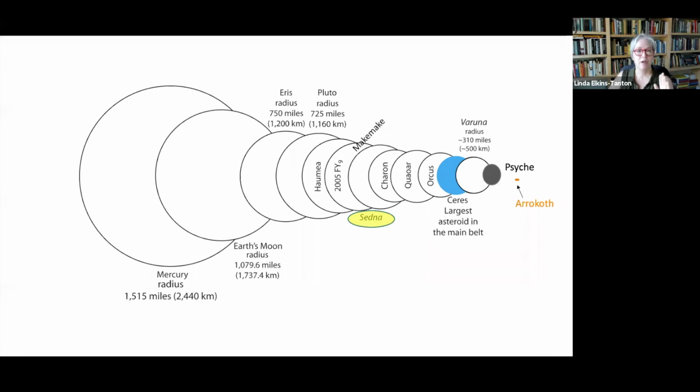Then Charon, Quaoar, and Orcus, all from the Kuiper belt. Ceres, the largest asteroid in the main belt. Varuna is a Kuiper belt object. Then there's Psyche, there for size, my favorite asteroid, and little tiny Arrokoth that was just visited in the Kuiper belt. So that gives you a sense of the size of things.